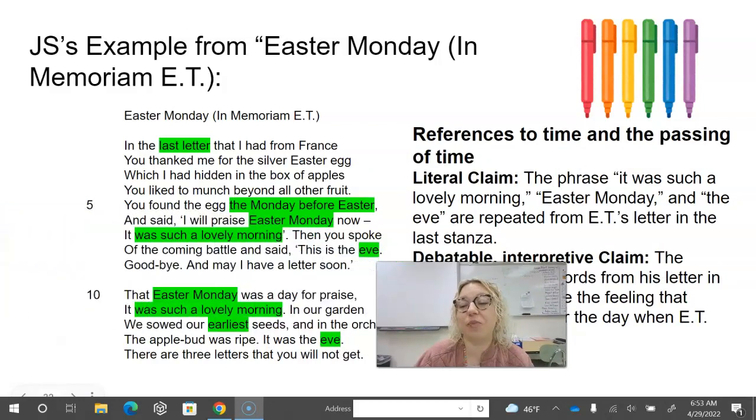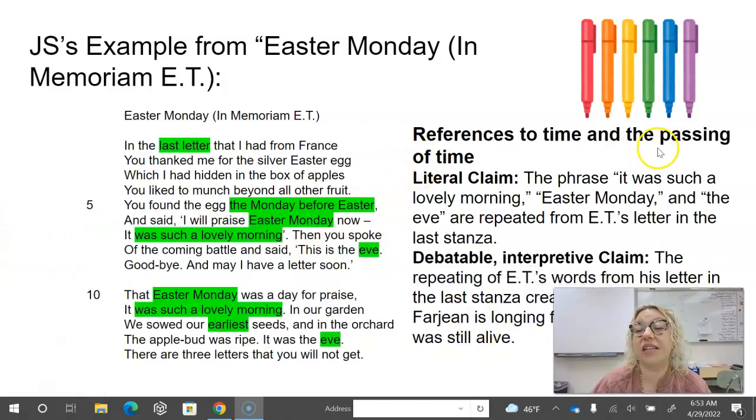All right, here's the third pattern: references to time and the passing of time. So we've got all of these references. Her literal claim: the phrase "It was such a lovely morning," Easter Monday, and the eve are repeated from E.T.'s letter in the last stanza.